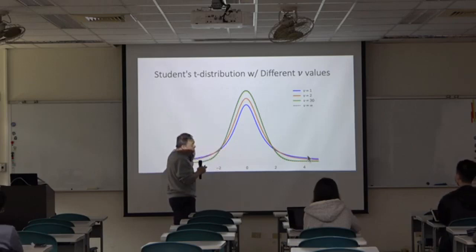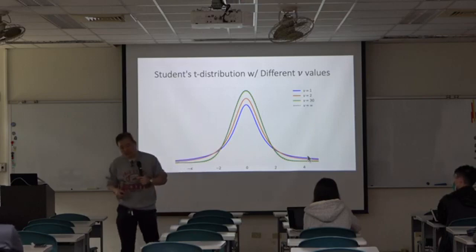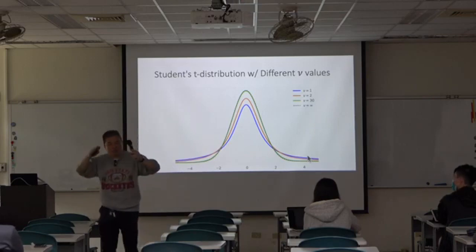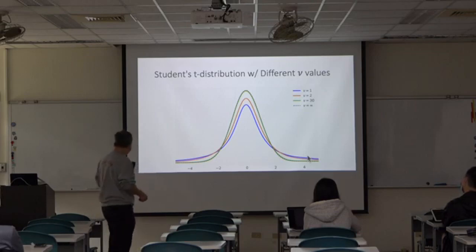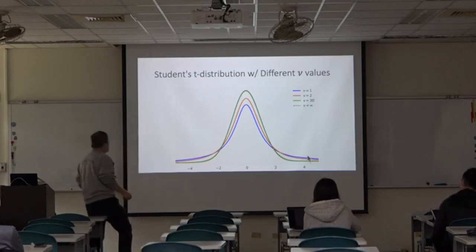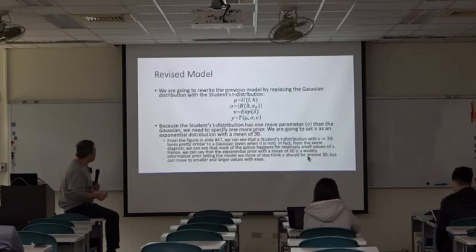But when v has a smaller value, you can see that the distribution is more heavy-tailed, right? It disperses to both sides. So that's the nature of the Student's t-distribution. I just want you to get an idea of this. With that in mind, we could use the Student's t-distribution in our model.